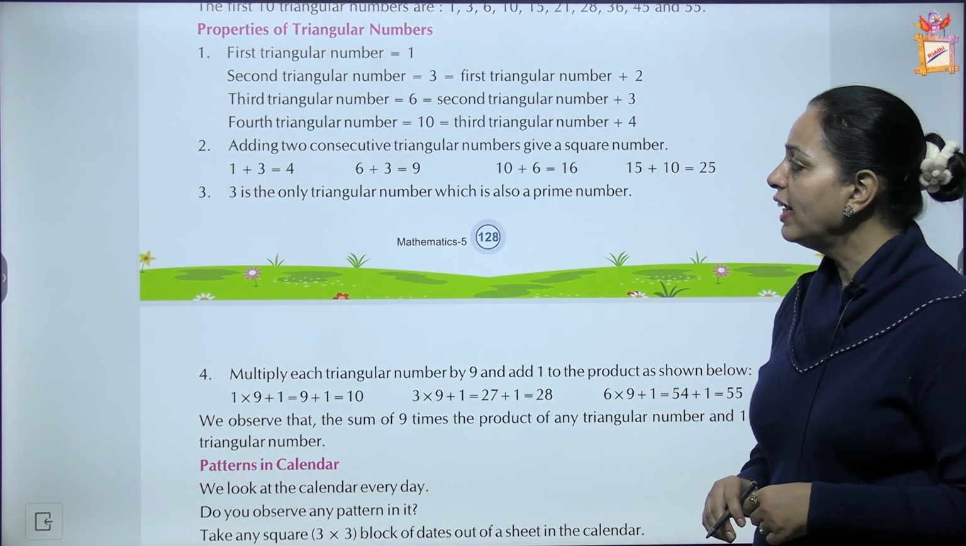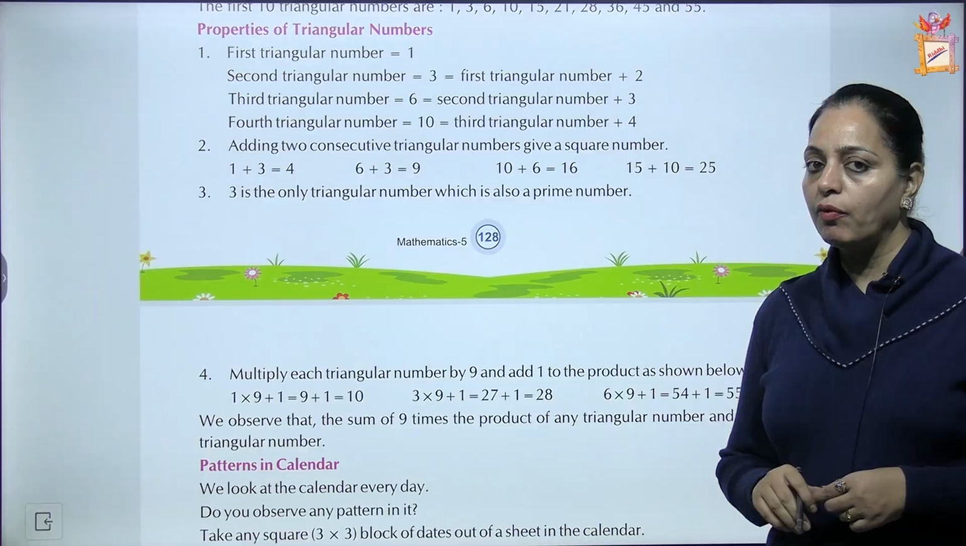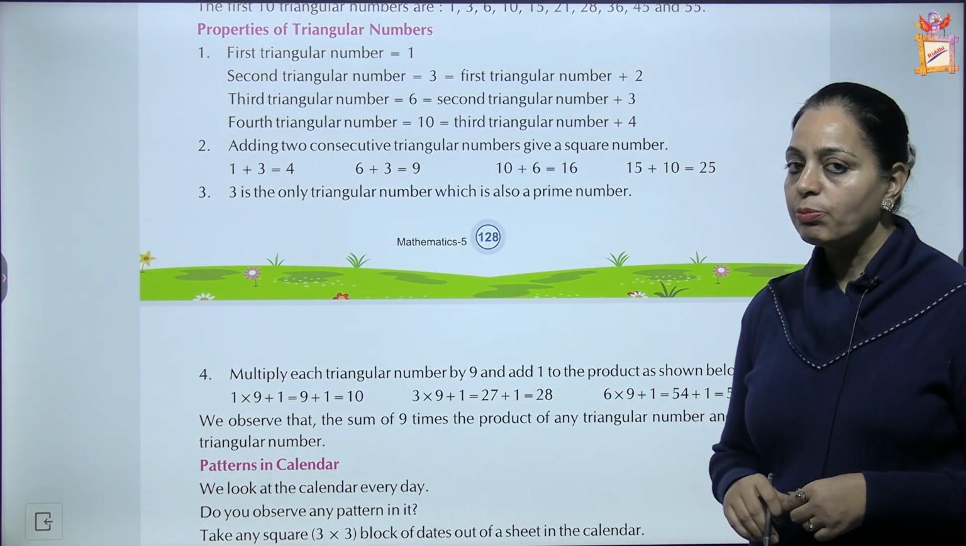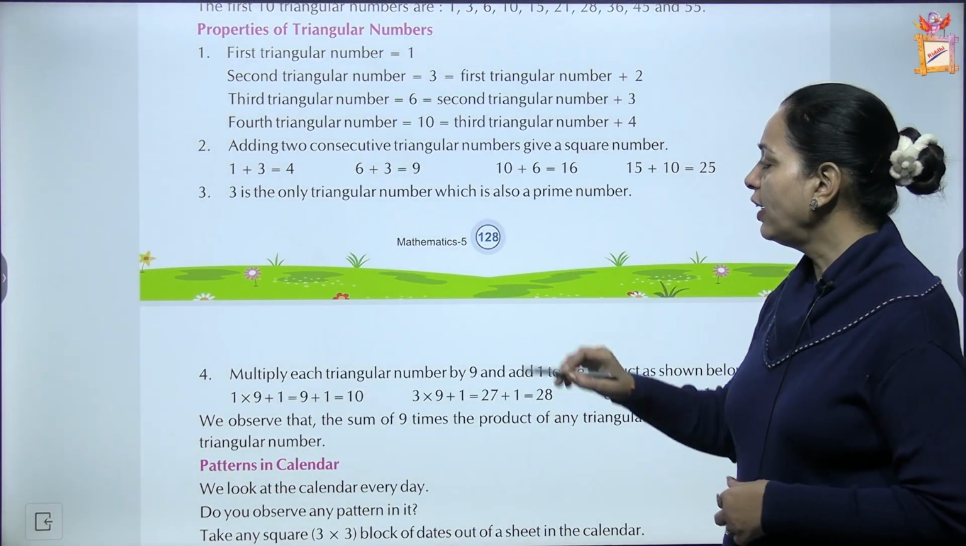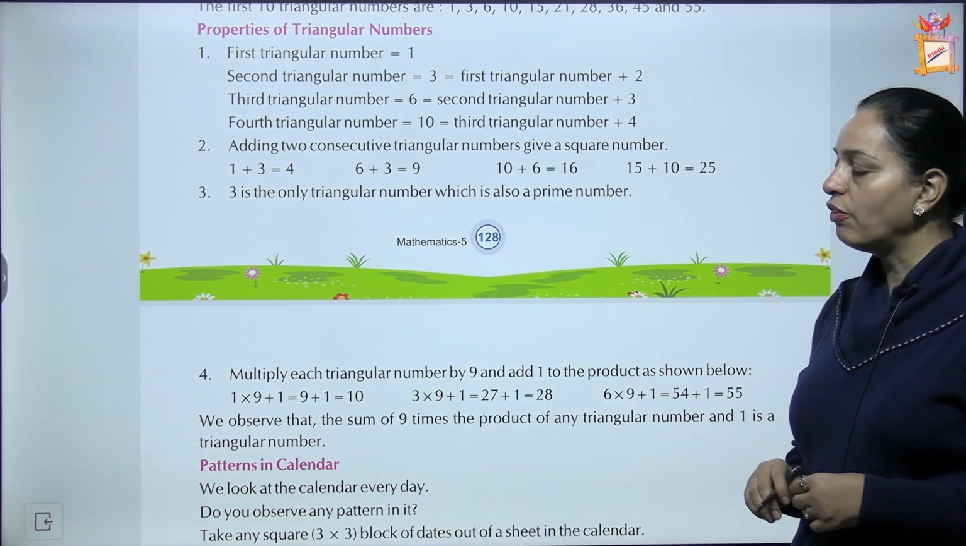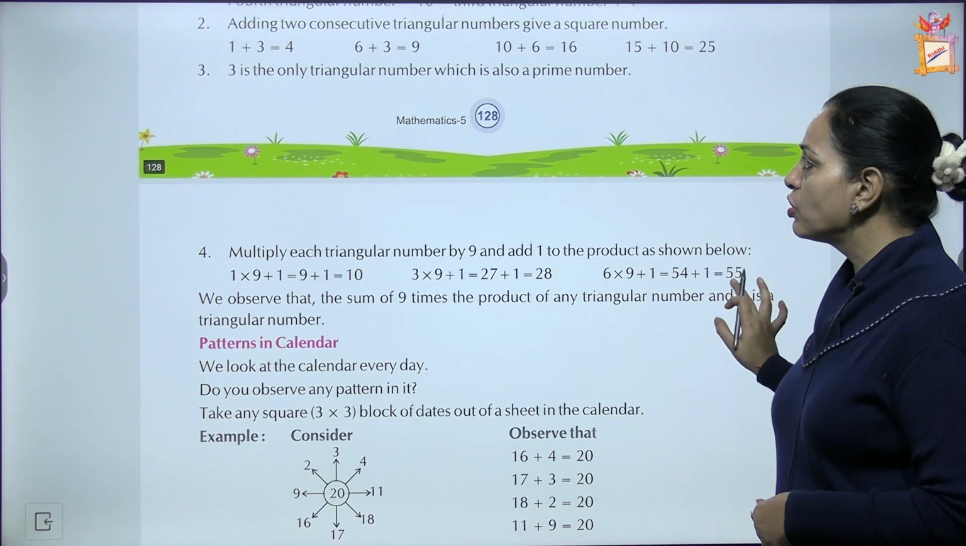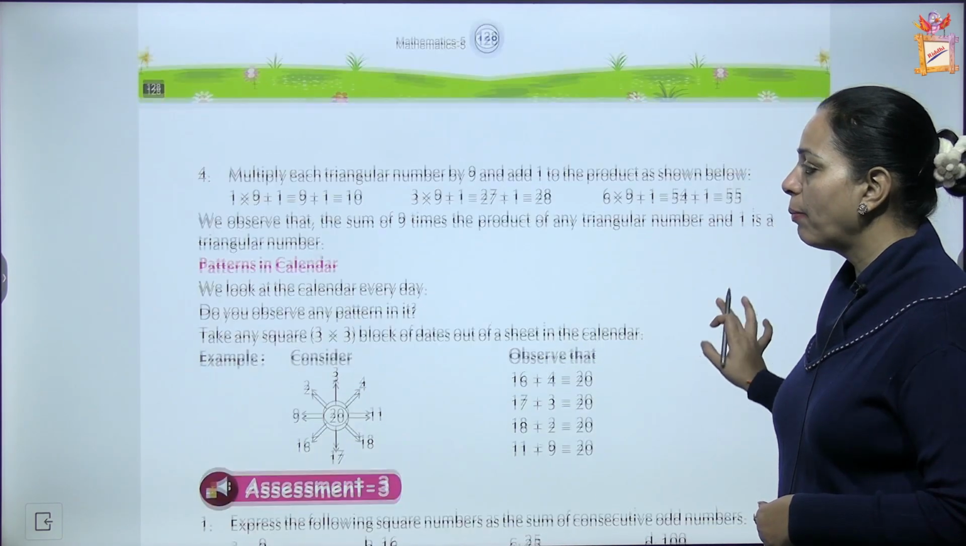Okay. Now the second, adding two consecutive triangular numbers give us square number. 1 plus 3, 4. 6 plus 3, 9. 10 plus 6, 16. 15 plus 10, 25. The next is 3 is the only triangular number which is also a prime number.